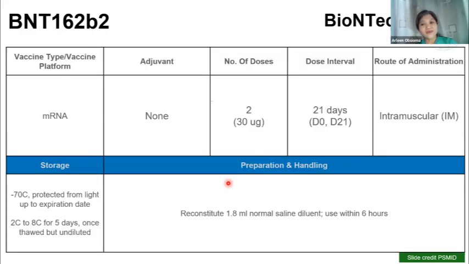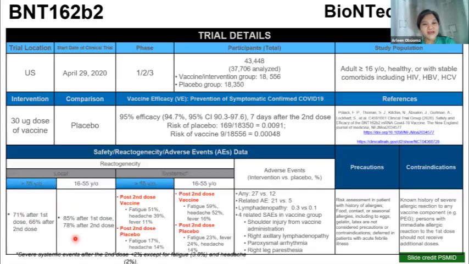Next is the Pfizer vaccine, which is also an mRNA vaccine, also given in two doses, but the interval is 21 days. It's also given intramuscularly, but the storage is at an even lower temperature, negative 70 degrees. And it is stored at 2 to 8 degrees for 5 days, once thawed but undiluted.